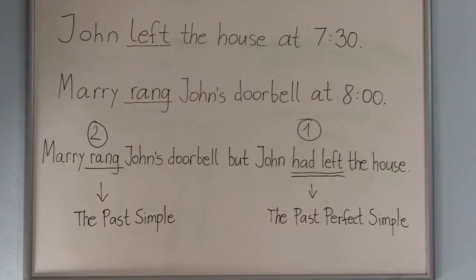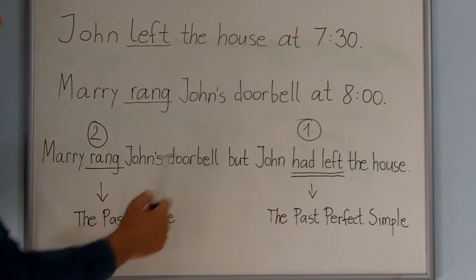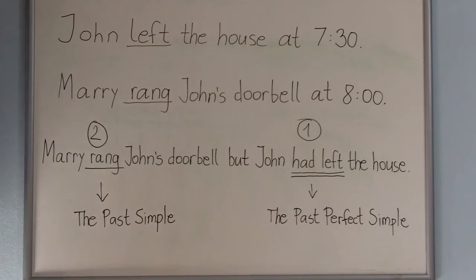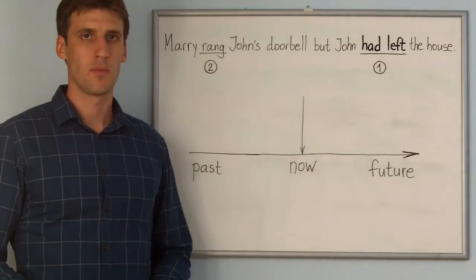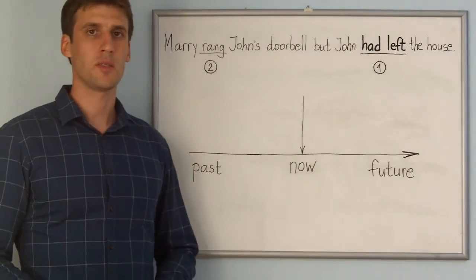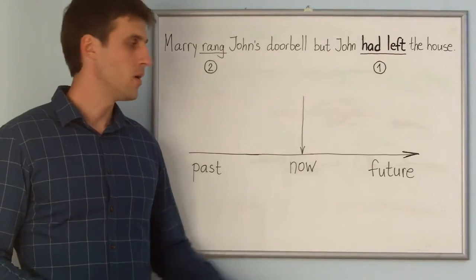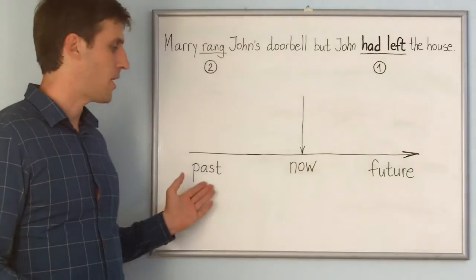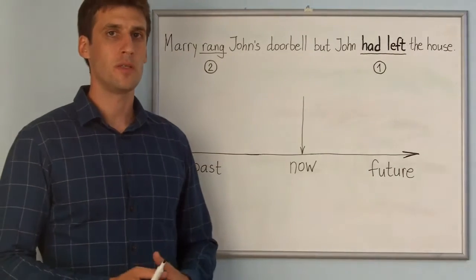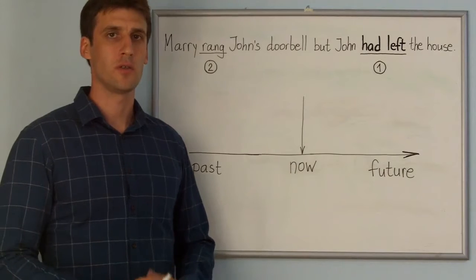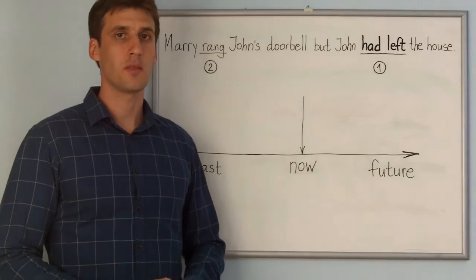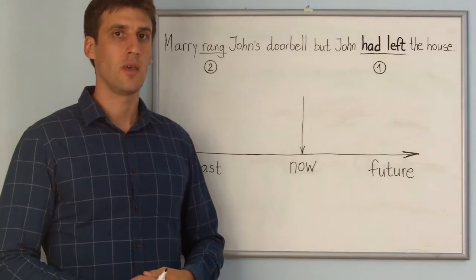We can illustrate the use of the past perfect simple in this sentence by drawing a diagram or a timeline. Here we have the timeline. This point here represents the present or the now. We have the future and the past. We have already said that this action, John had left the house, happened first. So now we will mark that moment in the past in the diagram.